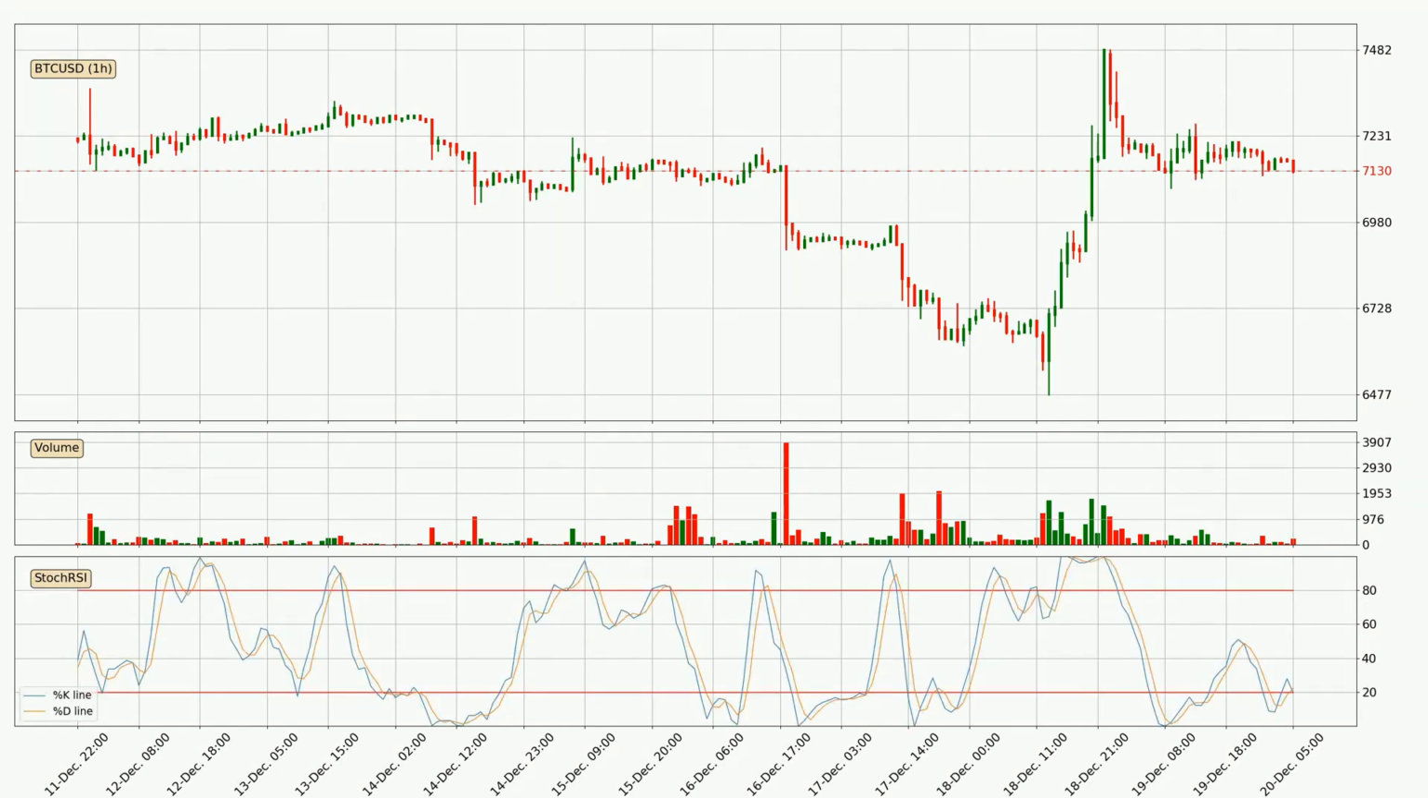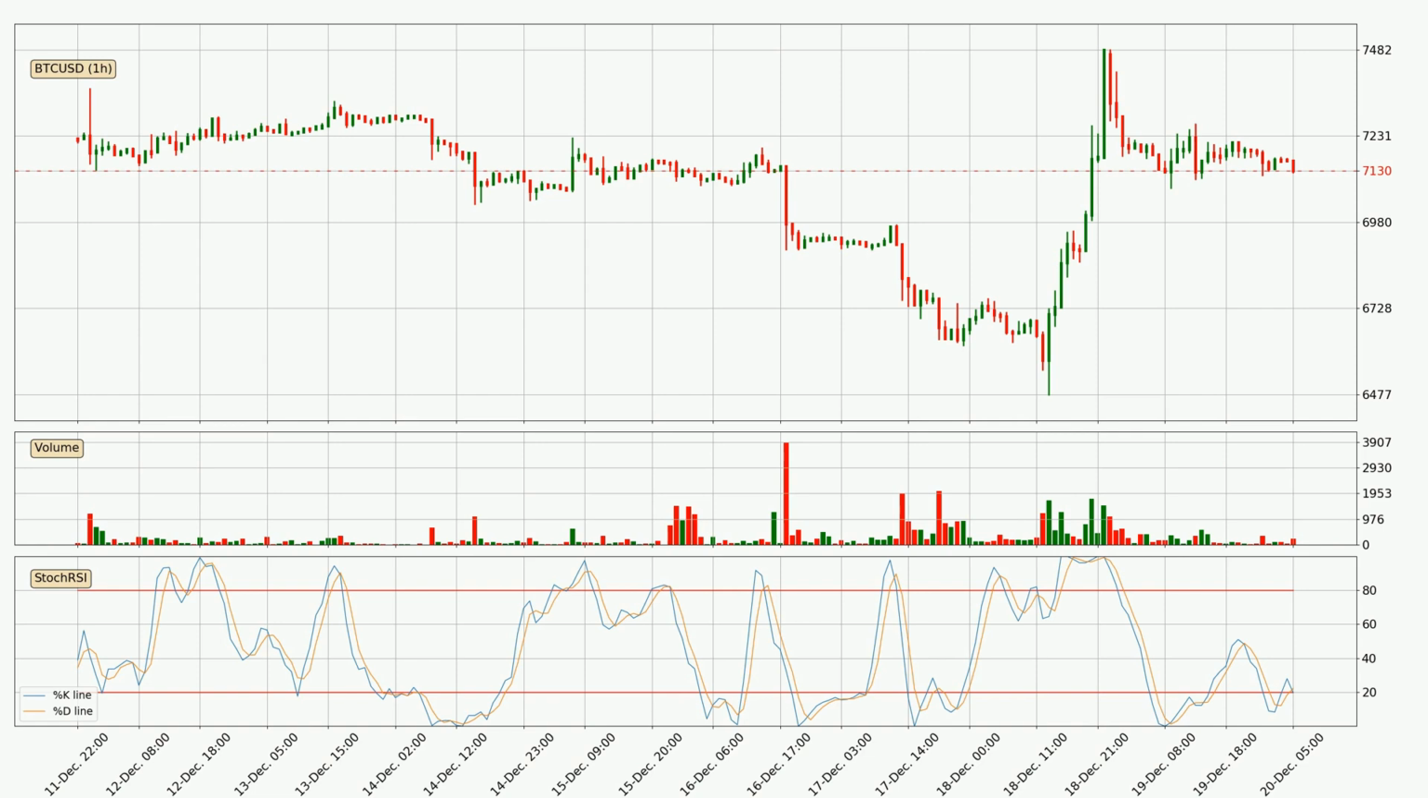Moving to the stochastic RSI, it shows, similar to the RSI, overbought and oversold conditions, but moves quicker up and down to improve sensitivity and generate a greater number of signals. It consists of 2 lines, the %K and %D lines. The %D line is a moving average of the %K line, so it moves slower. Cross points between the 2 lines could show a trend change.